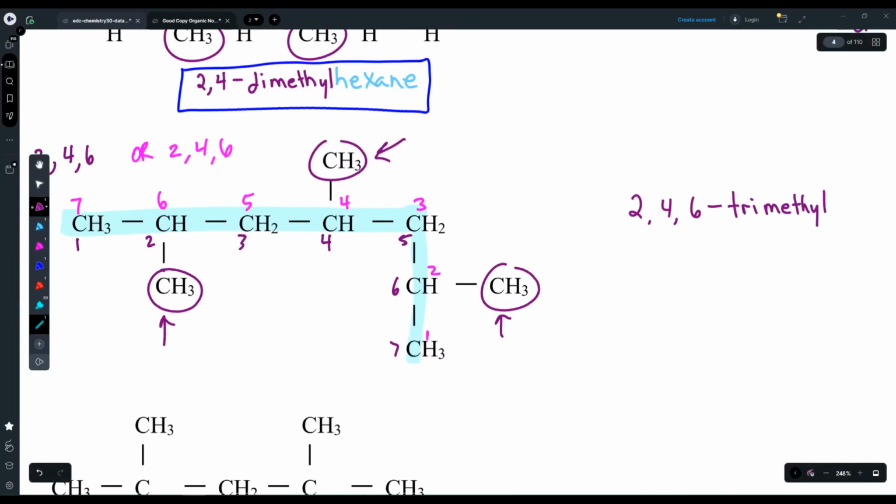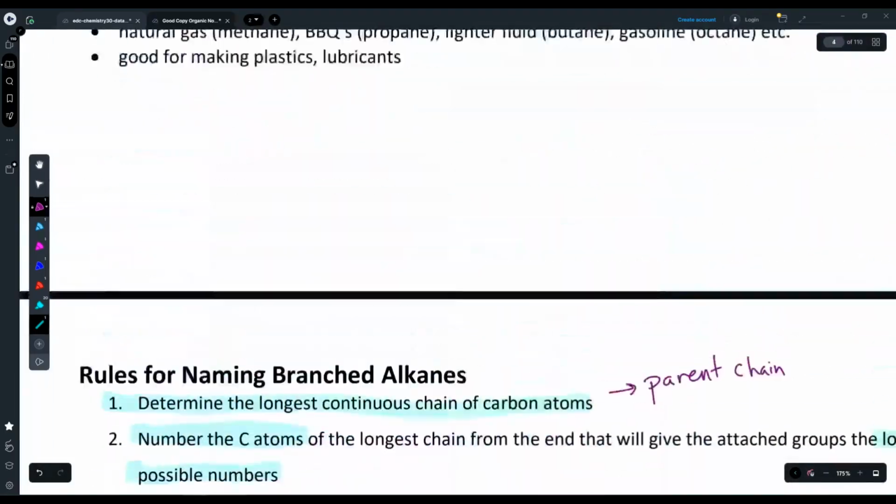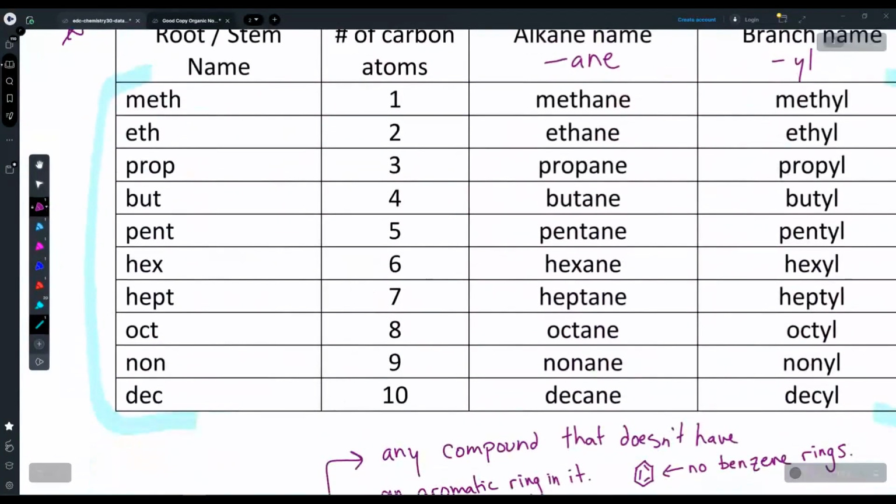And now let's talk about our parent chain. So our parent chain has 7 carbons in it. So the stem name, that means 7 carbons, that's going to be hept.